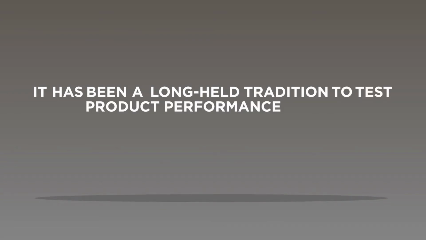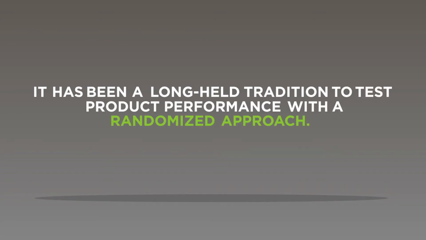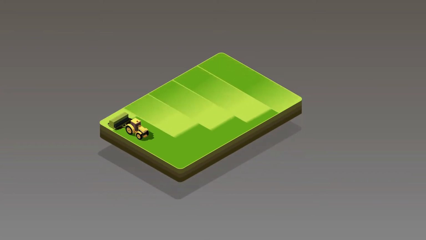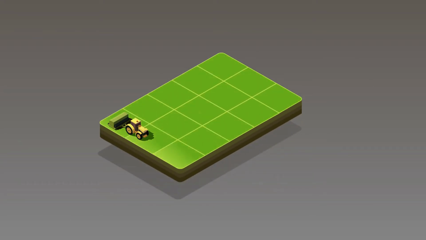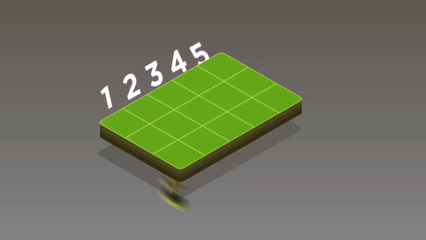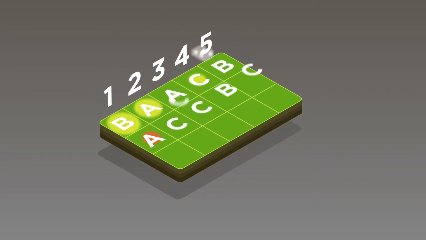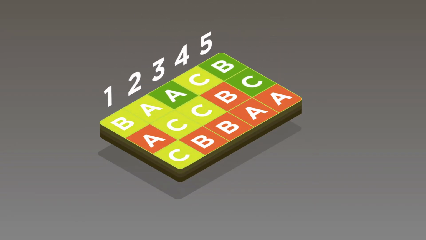It has been a long-held tradition to test product performance with a randomized approach. Choose a field. Divide it into equal parts along a north and west axis. Apply your product within specific sets and reps. Study the outcomes and draw out the very data you were looking for.